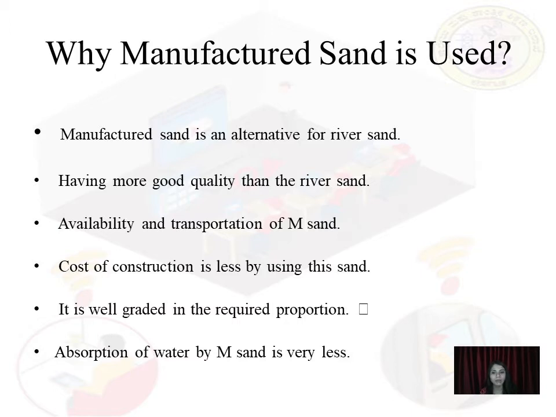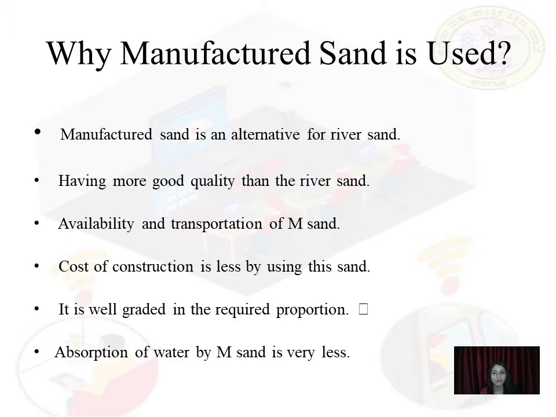Extracting the river sand from the river is very harmful to the environment, and that reduces the groundwater level, and then the river gets dried up. Because of that reason, river sand is replaced by manufactured sand. This is one of the reasons why river sand is replaced by M sand. As you take the river sand from the rivers, the groundwater level may go down and the river may get dried up. Because of that reason, the river sand is replaced by M sand. That is one of the reasons.